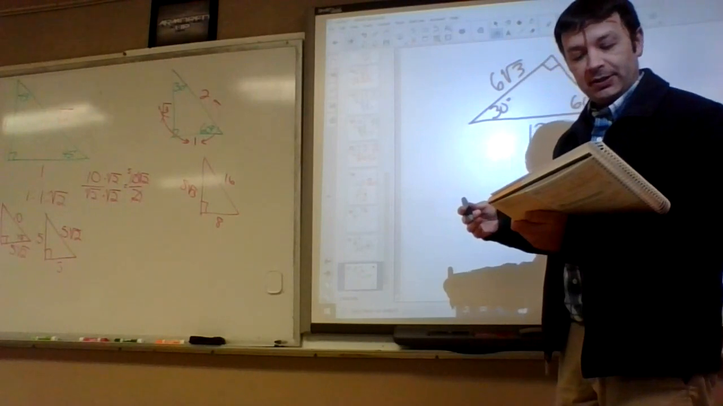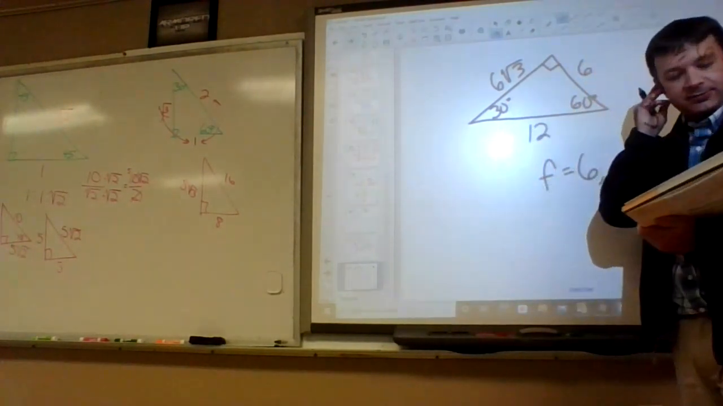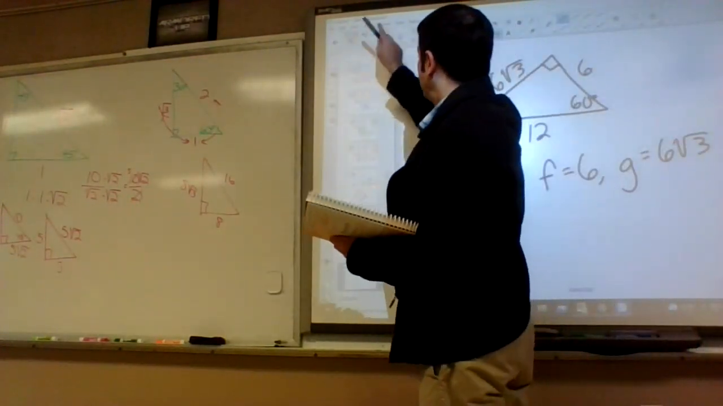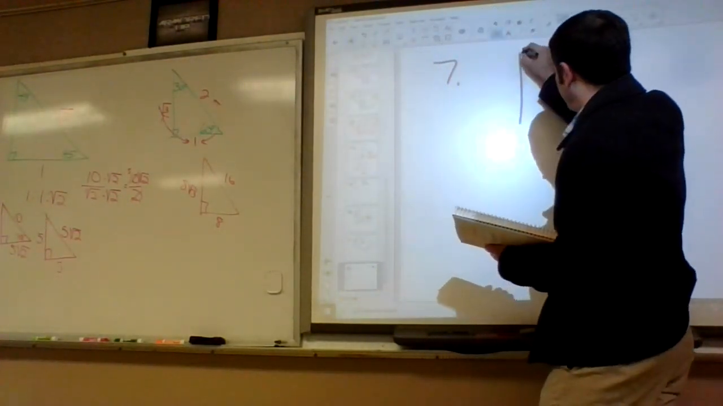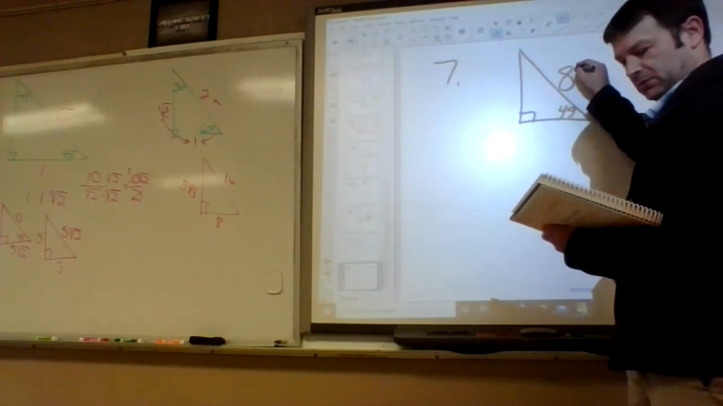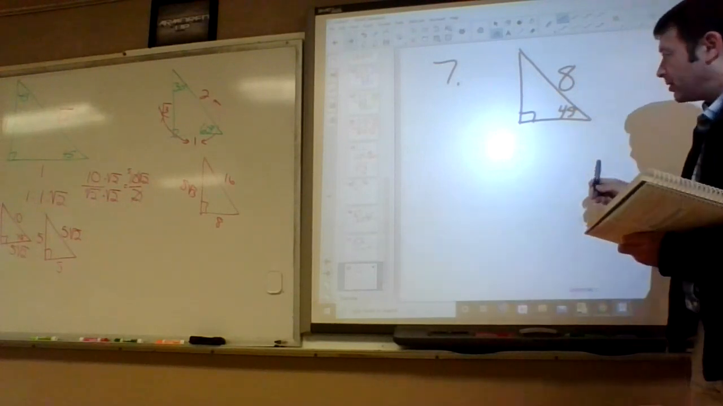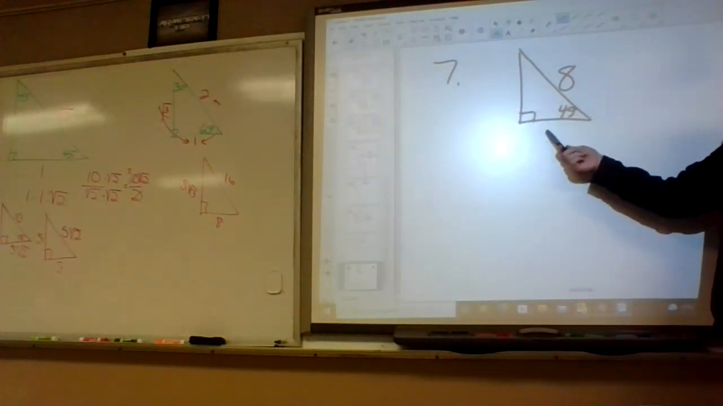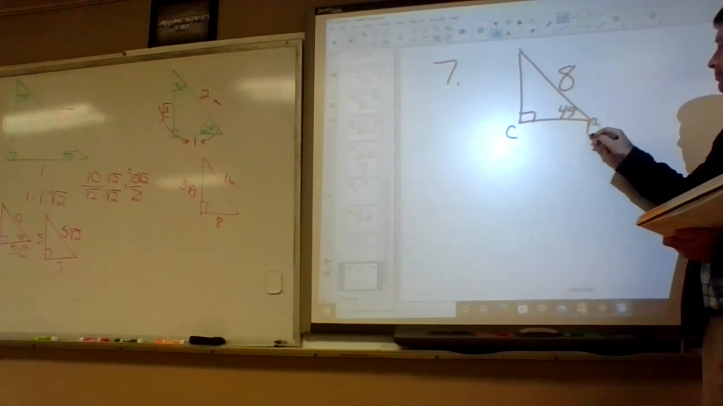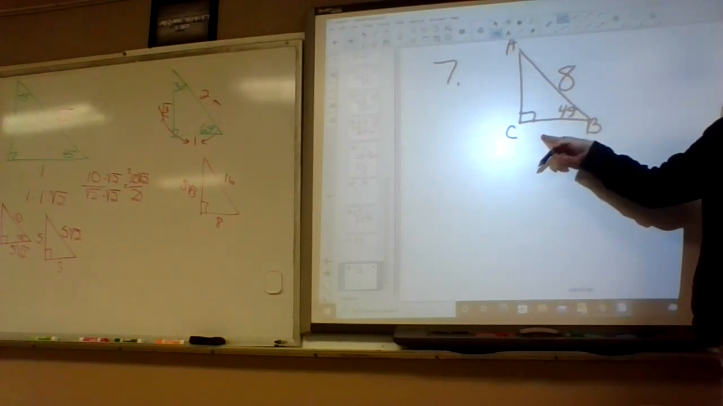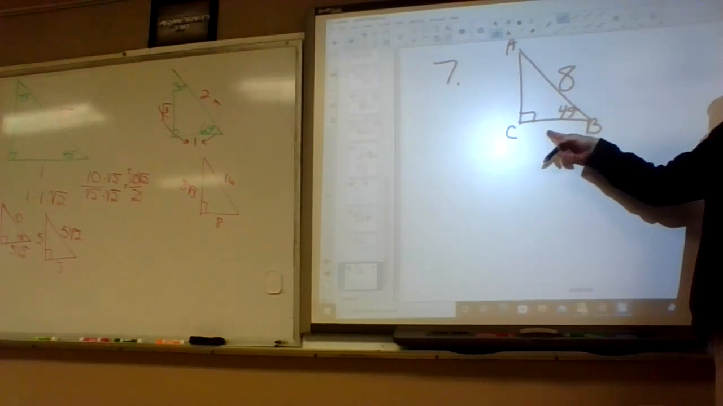Number 7 is kind of the same thing, they just wrote it differently. AB is 8. On number 7, AB is the hypotenuse on the 45, 45, 90 triangle. We're supposed to find the other two sides. So if AB is 8, how do I find CB? Is it 4 times square root? Yeah, but how did you find that?